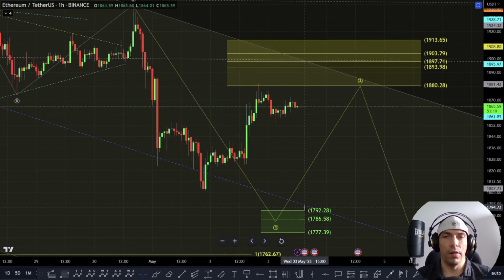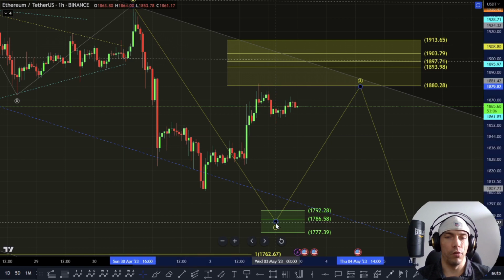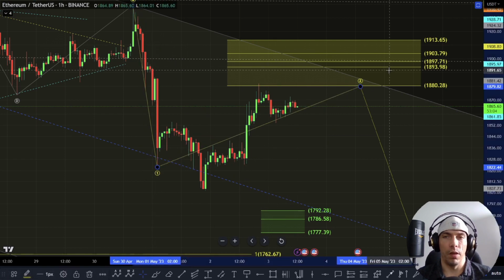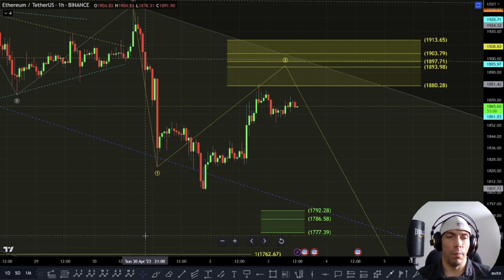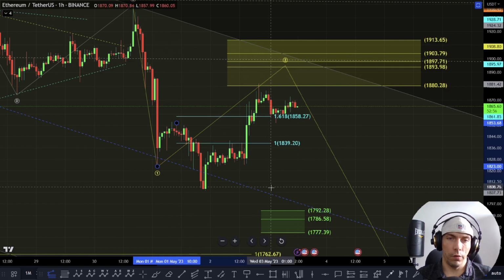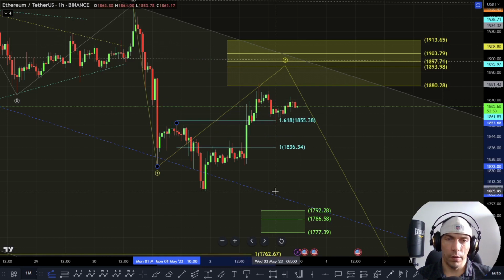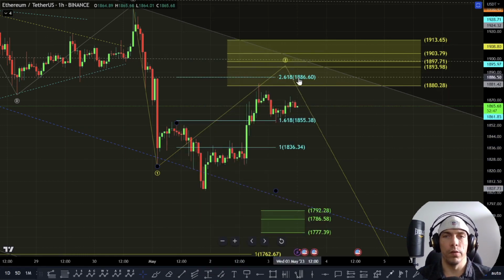This could still play out as an impulsive move to the downside, where we have a flat in a wave 2 position. So this would actually be looking at something more like this, and we'd be looking for that potential to form this wave 2 in this manner. Now, if this is the case, we could look for some potential target areas. So we've already come past that 1.618 area. The next area I'd be keeping an eye on here, if it is a flat correction, is this 2.618 area.